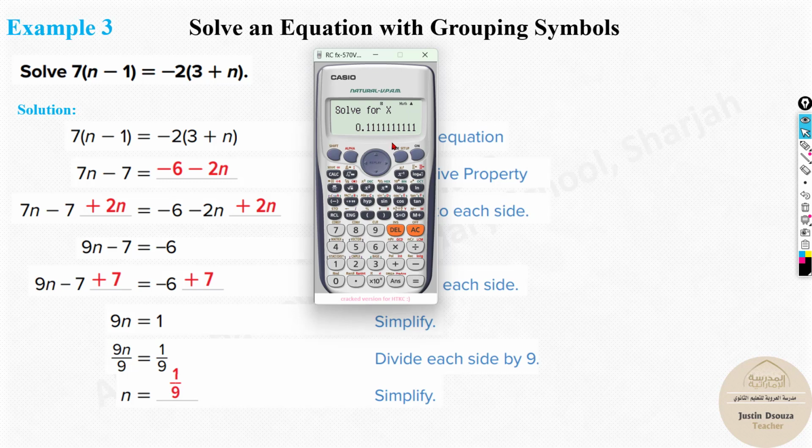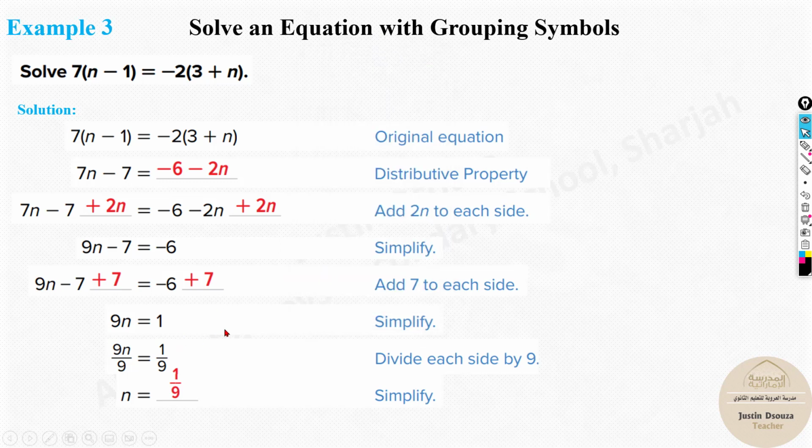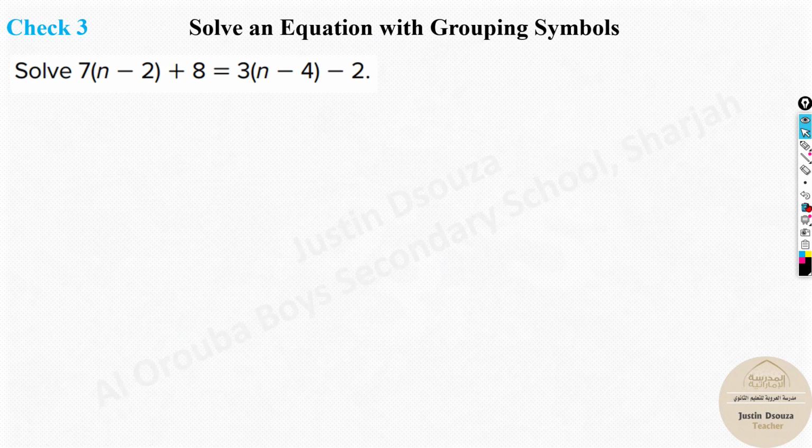It's 0. See, now in the calculator, it will not give you 1 by 9. It's 0.111. But if you know 1 divided by 9 is 0.111, that's it. I mean, if you do like this, it's the same thing. Okay, so that's the answer. You can try this by yourselves. You can pause it and try it by yourselves now. I will solve it anyways.